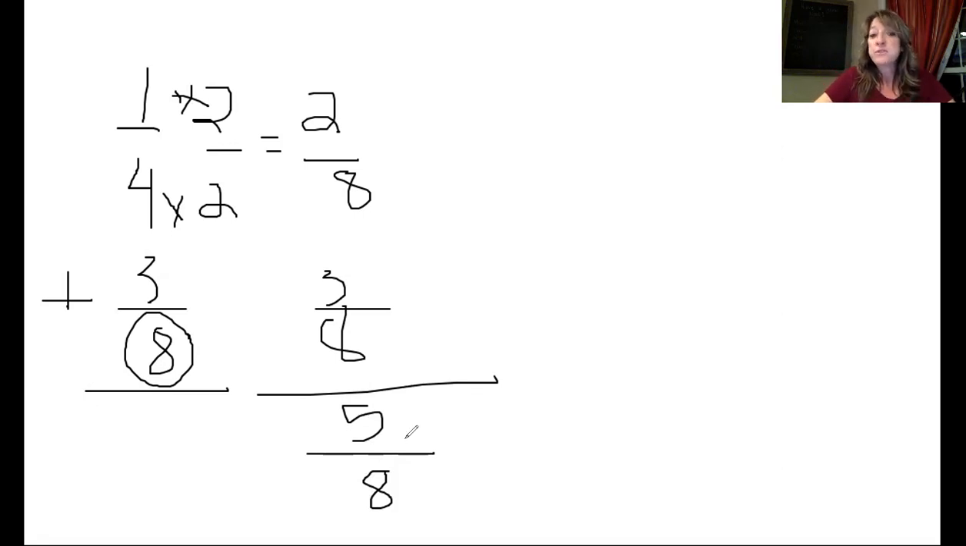I see if I can reduce it. It's not improper. They're not even. They're not multiples of 3. They're not multiples of 5. So I circle my answer. Boom, done. We've done these in class.